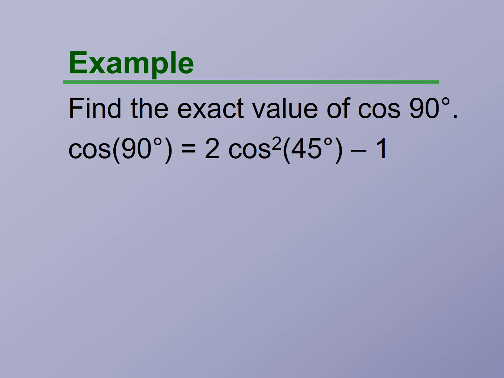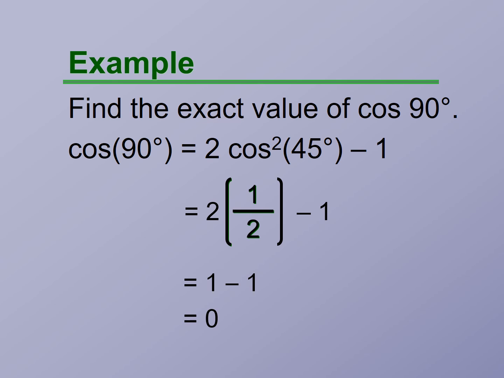Okay, go ahead and plug in that information. So I'm plugging in 45 for alpha, and then cosine of 45 is the square root of 2 over 2. So I'll replace that cosine 45 with the square root of 2 over 2. Cosine is being squared though, so I'm going to square both of that, so that becomes 1 over 2. And then I still have this times 2 right here. So 2 times 1/2 just becomes 1. And then 1 minus 1 is 0.